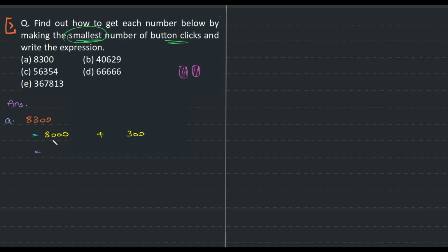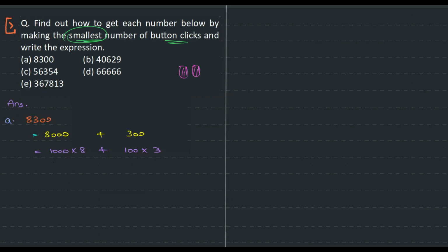So basically I can write 8000 as 1000 into 8. That's the fastest way possible. You can't use 10,000 because 8,000 is less than 10,000. You can use 100, but you have to use it 80 times to get 8,000. Similarly, the fastest way to get 300 is with 100 into 3, as simple as that. And that's your answer.